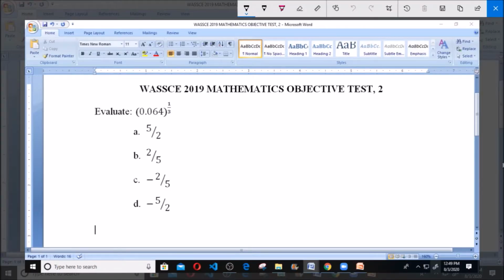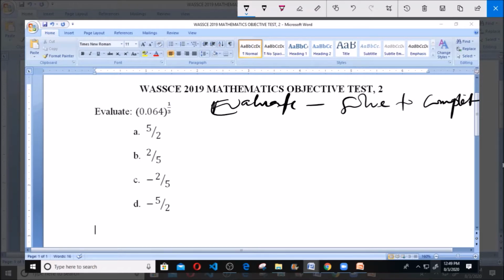Today we'll be doing the WASSCE 2019 Mathematics Objective Test. Question 2. It says evaluate 0.064 raised to the power of 1 over 3. And the question is asking us to evaluate this figure. And when you see the word evaluate, it means you should solve to completion.